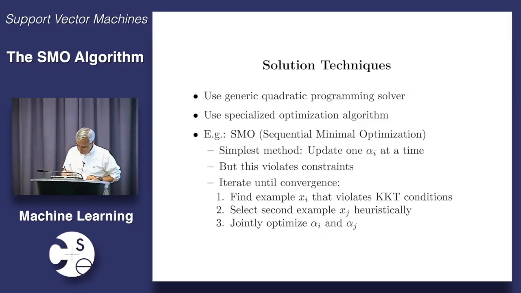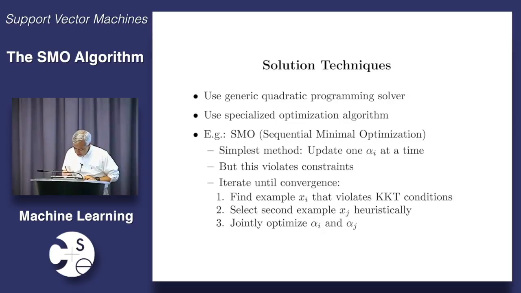I'm going to find an example that violates the KKT conditions. Remember, we saw that this solution has to satisfy the KKT conditions. So if there's an example whose constraint is currently not being satisfied, meaning it's violating its margin constraint, well, I better do something with respect to that example. But that's not enough. That would be coordinate descent.